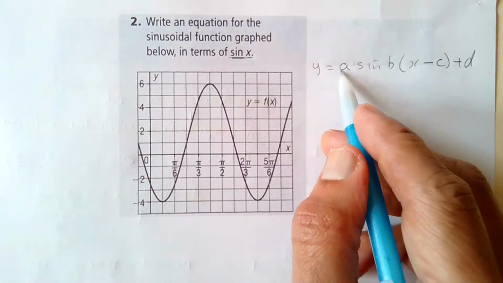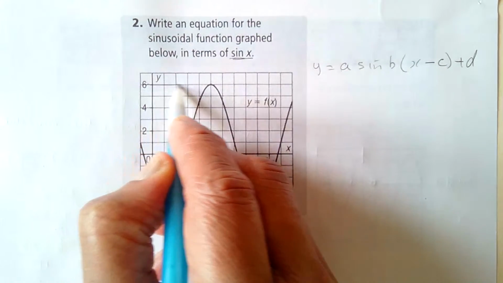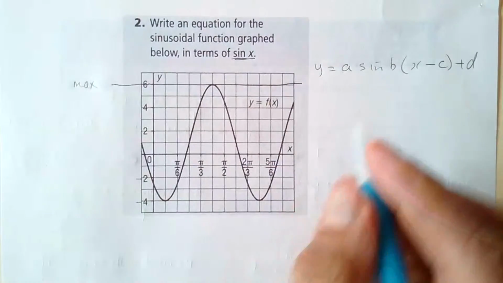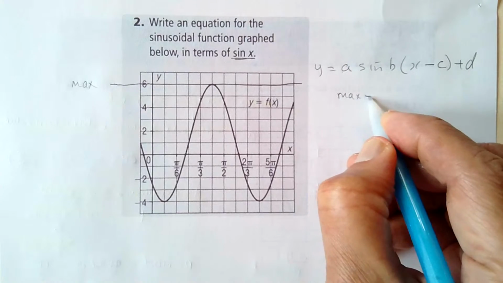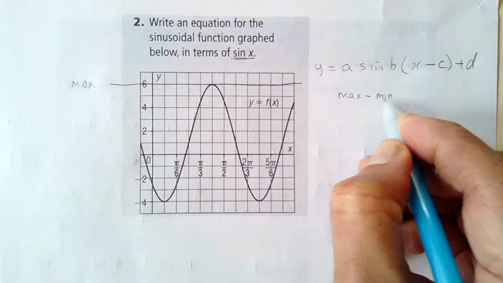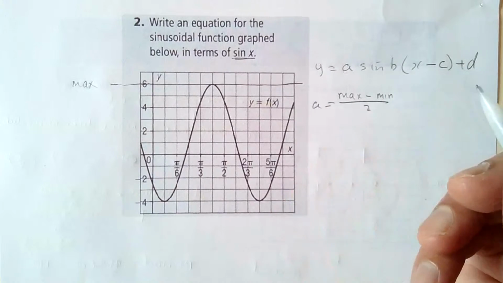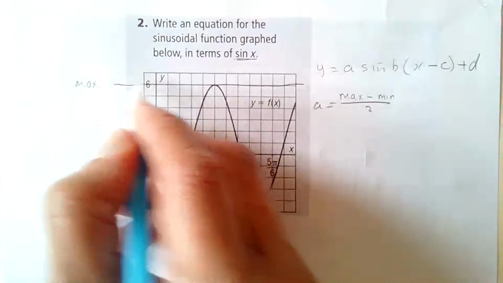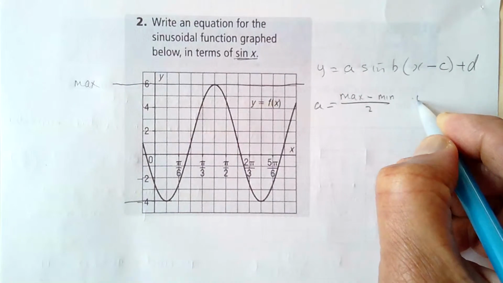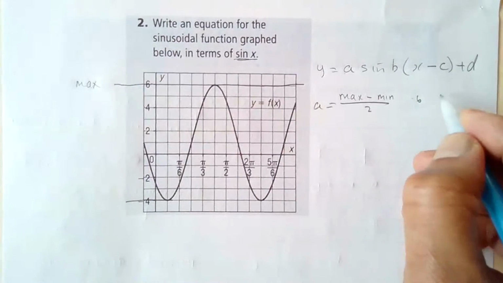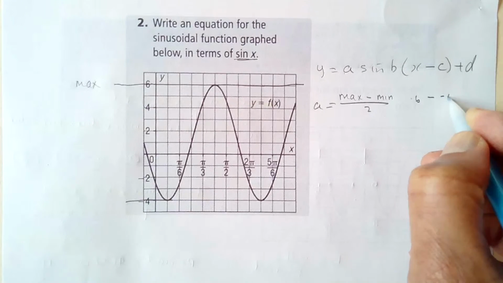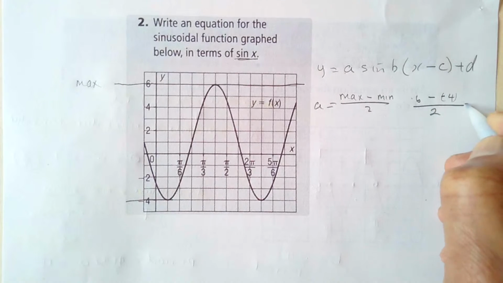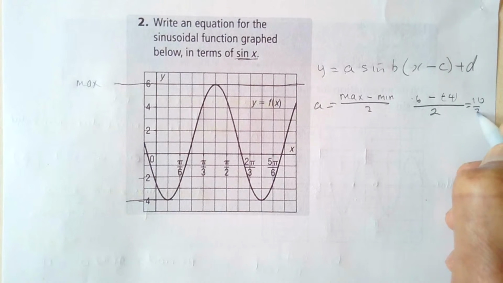So first thing we want to do, we want to find our amplitude. Maximum minus minimum, divided by 2. Our maximum is 6 minus your minimum, which is negative 4, divided by 2, which works out to be 10 over 2, which is 5.